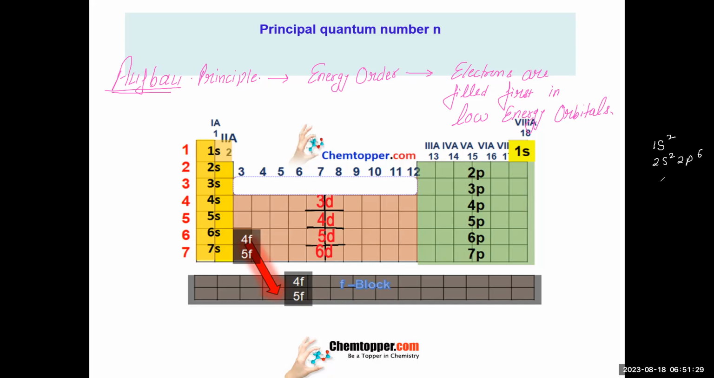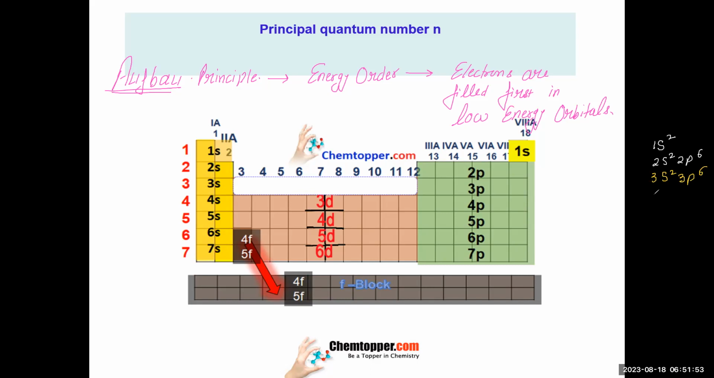Go in the period first. When the period is over, then go down the group. Then the third shell: 3s. After 3s, 3p. And how many in 3p? 6.